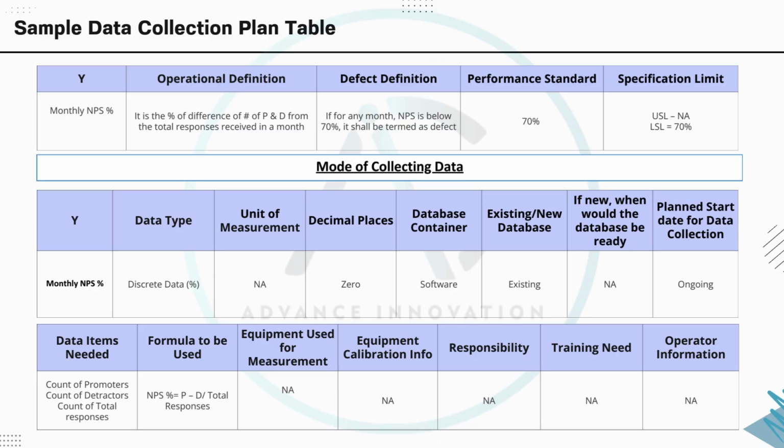Equipment, calibration, responsibility, training, and operator information are marked as not applicable in this case because the data is being captured digitally without physical measurement tools. This table serves as a reference model and helps ensure consistency, transparency, and accountability in how data is collected and interpreted across the project team.